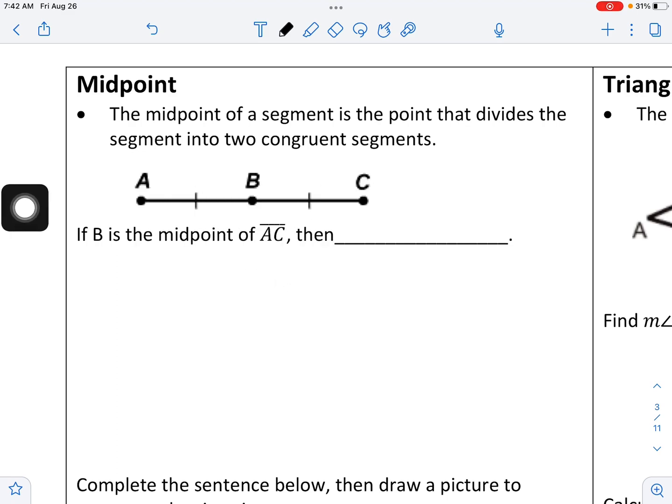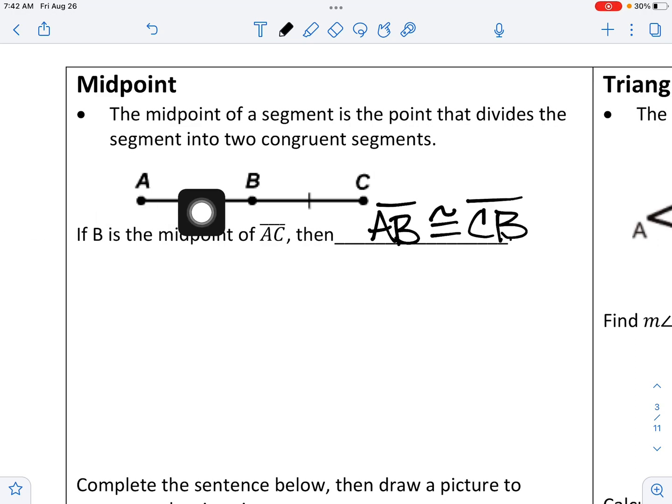We're going to say that segment AB is congruent to segment CB. And you can see by the markings here that since I have the same markings, I have the same size segments.